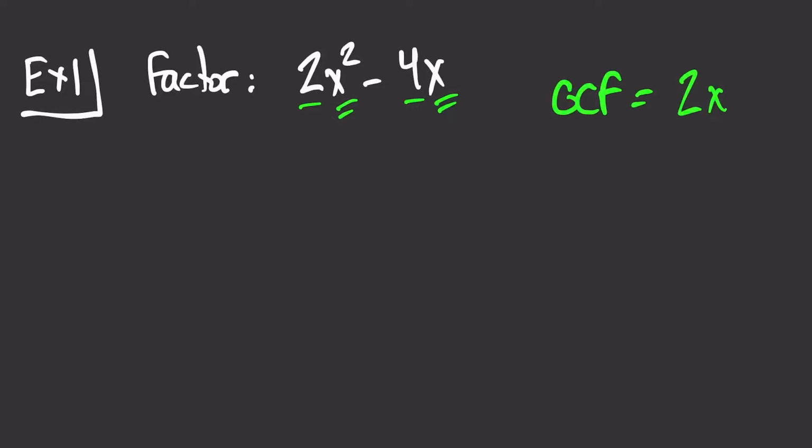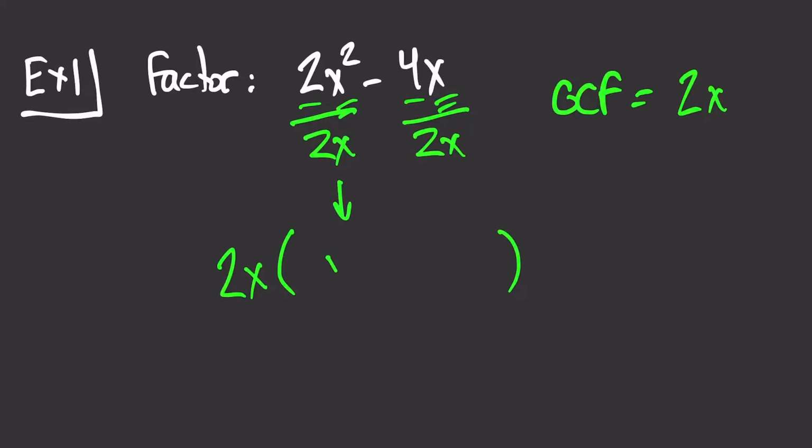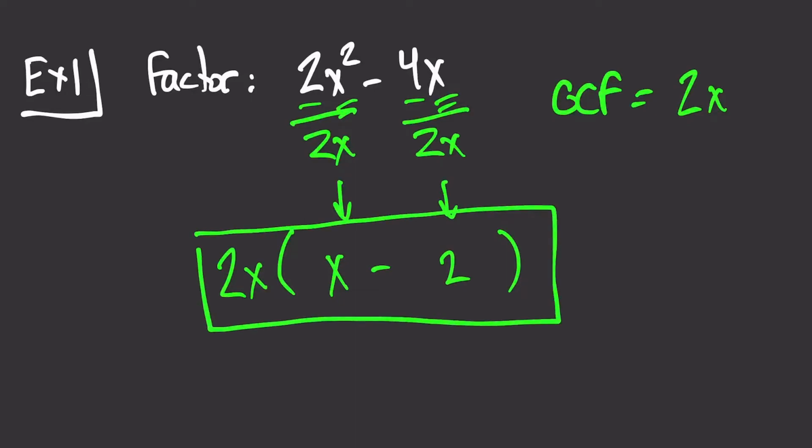So now to factor this expression, I take that GCF and put it outside a set of parentheses. What goes inside the parentheses is what I get when I divide both terms by that GCF. That's going to give me an x here, and just 2 here. So the answer to this problem is 2x times x minus 2. That's what you would write down for your solution.